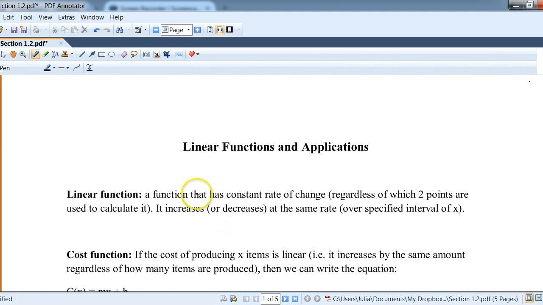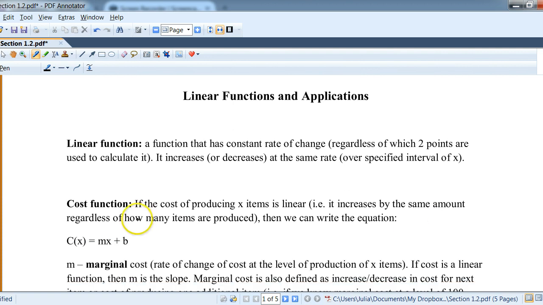So a linear function is a function that has a constant rate of change, which basically means it changes by the same amount of y versus x. Let's say every year, if something grows by the same amount, then it's growing linearly, and vice versa if it's decreasing.